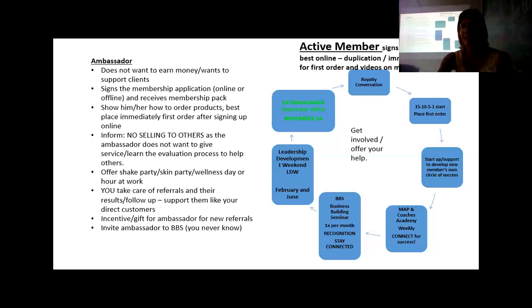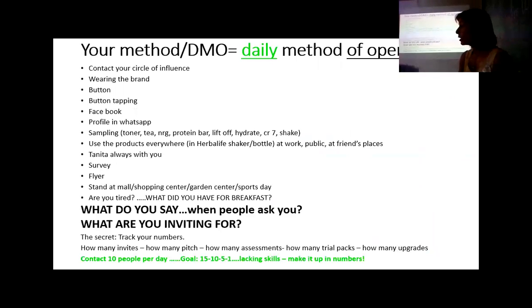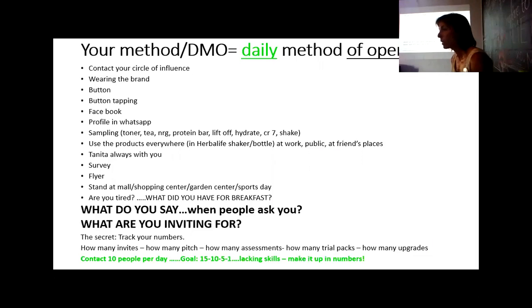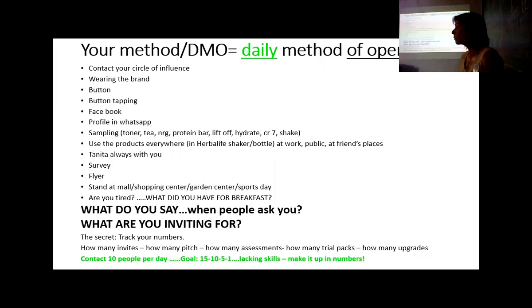Okay, so let's go into the basic training for today, where we talk about the daily method of operation and how we make our first contact. One of the first contacts you want to make and not miss out on is your circle of influence. So write down a list of all the people you know. You basically know at least 100 people. Actually, statistics show that you know 500 people. And now be smart there.